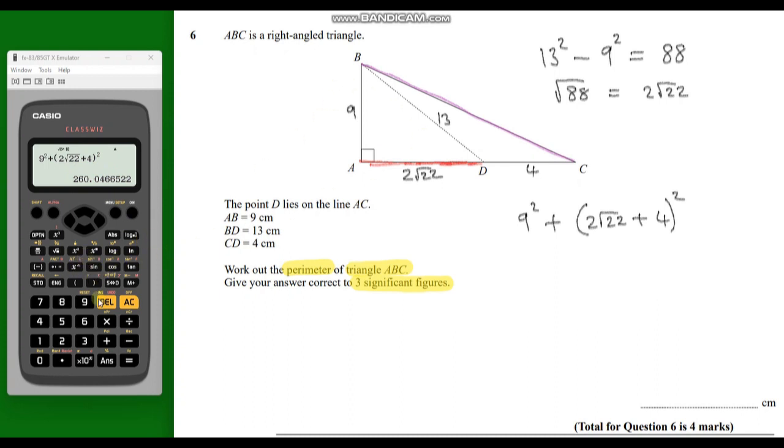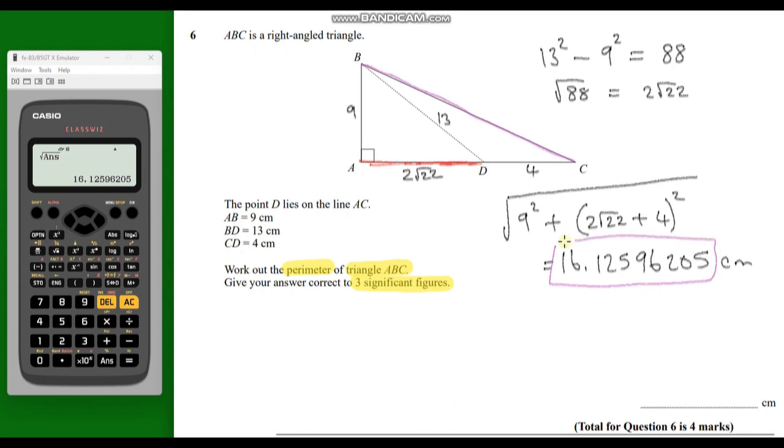So if I just type in, where's the square root button? Here it is. Square root answer, and that gives me this value here, which is the hypotenuse. So we just square rooted this, and that gives us 16.12596205, and that is in centimeters. And that's always good when you get a value that's greater than our shorter sides. And now we've got the hypotenuse, we've got all of the dimensions of our triangle, so we can calculate the perimeter. So this value here that we've just calculated, this is the hypotenuse that goes here.